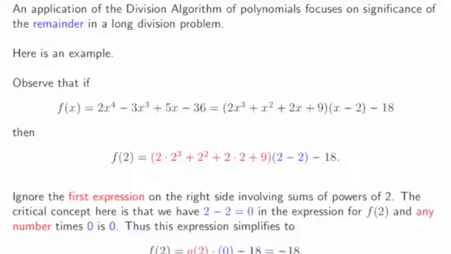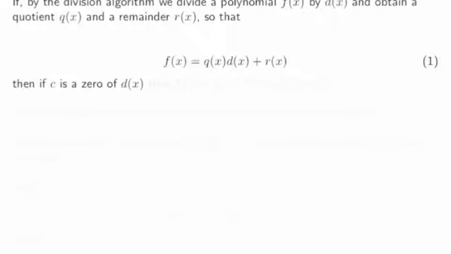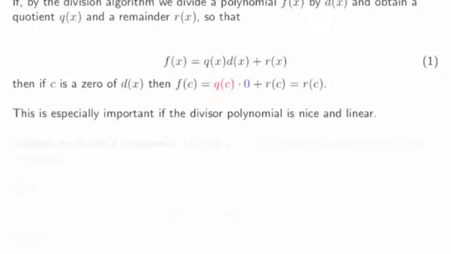If, by the division algorithm, we divide a polynomial f by some divisor d of x, and we obtain a quotient q and a remainder r, so that f is equal to q times d plus r, then if c is a 0 of the divisor d, if c makes the divisor d equal to 0, then f of c is q of c times 0 plus the remainder at c. The divisor set equal to 0 simplifies, and you focus on the remainder. This is especially important if the divisor polynomial is nice and linear, something like x minus c.